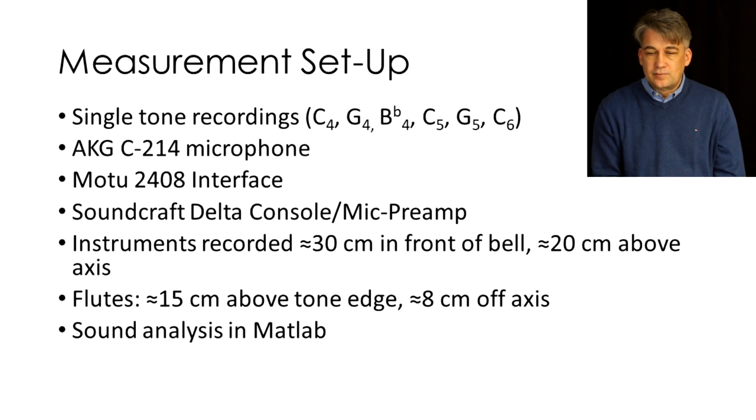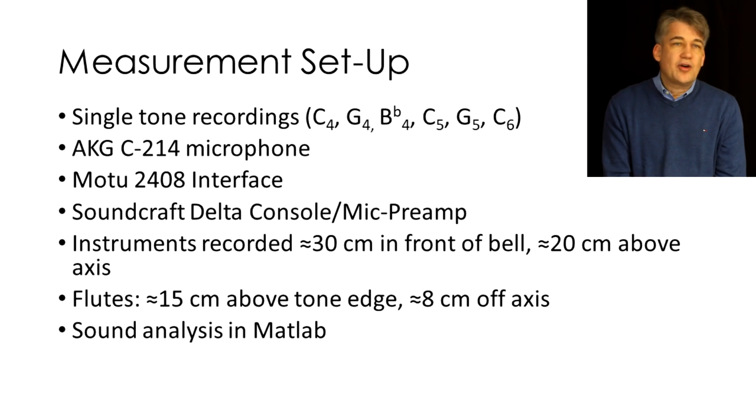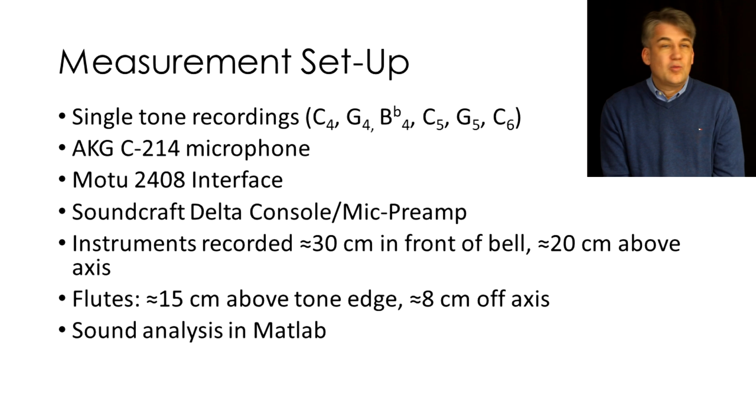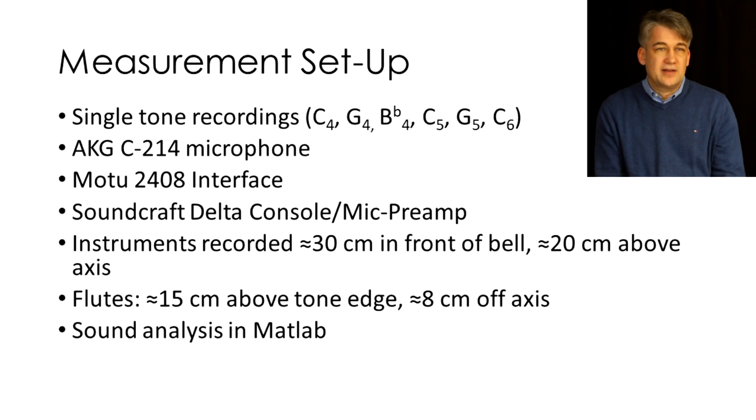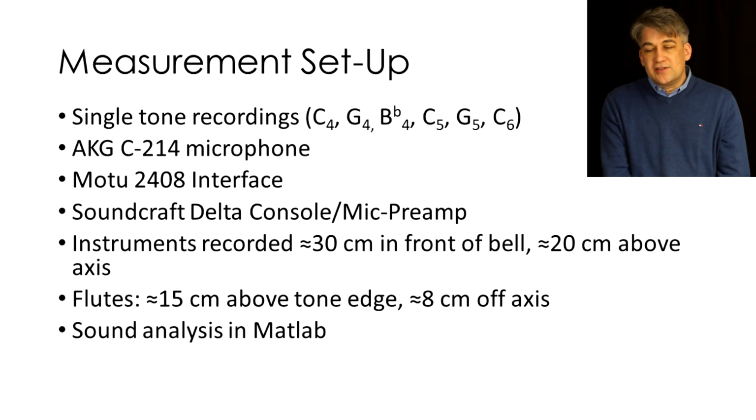how this would work in connection with the saxophone. I took single recording measurements. Usually I took the tone C4, G4, B flat 4, C5, G5, and C6. And I recorded everything with an AKG microphone. It was then amplified with a Soundcraft Delta console and recorded using a MOTU 2408 interface. And all instruments were recorded such that the microphone was placed about 30 centimeters from the bell, so 20 centimeters above it. And except the flute instruments, there we recorded about 15 centimeters above the tone edge, with 8 centimeters being off axis. And all sound analysis was done using MATLAB.